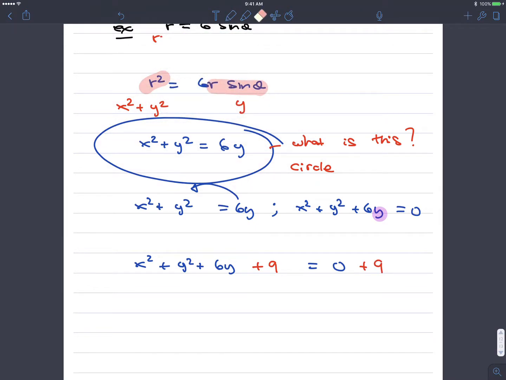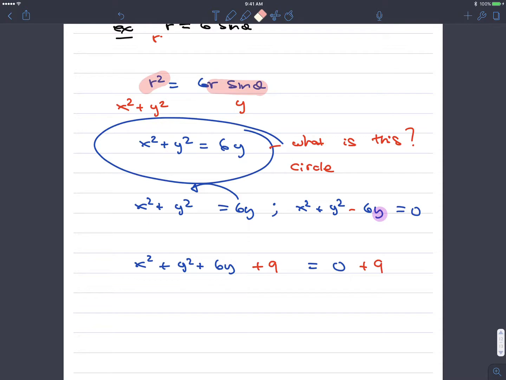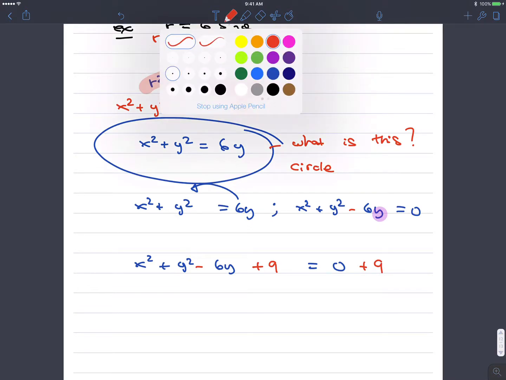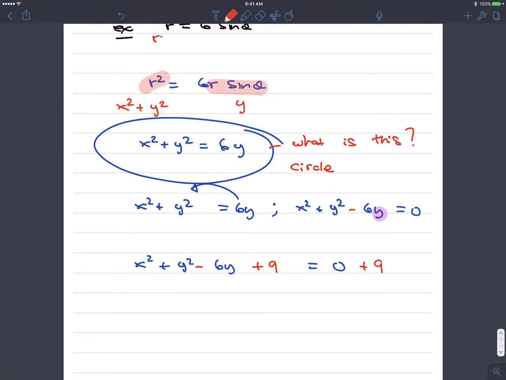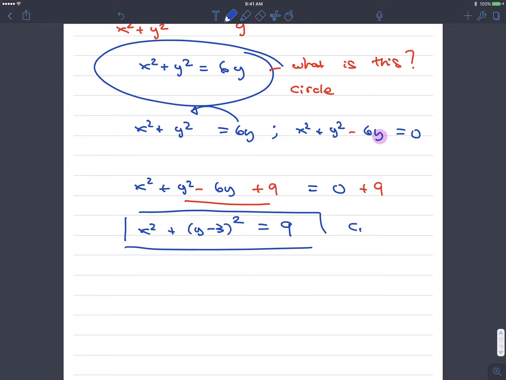Oh, you're right. It's a minus. Thank you. Glad you're awake. That'll change our answer. We're still adding and subtracting 9. Now, remember, what do we do here? We factor your perfect square trinomial. So you now get x squared plus, this is where it'll make a difference, y minus 3 squared is 9. So you do have a circle again. Equation of your circle: center is at 0, positive 3, and the radius is 3.